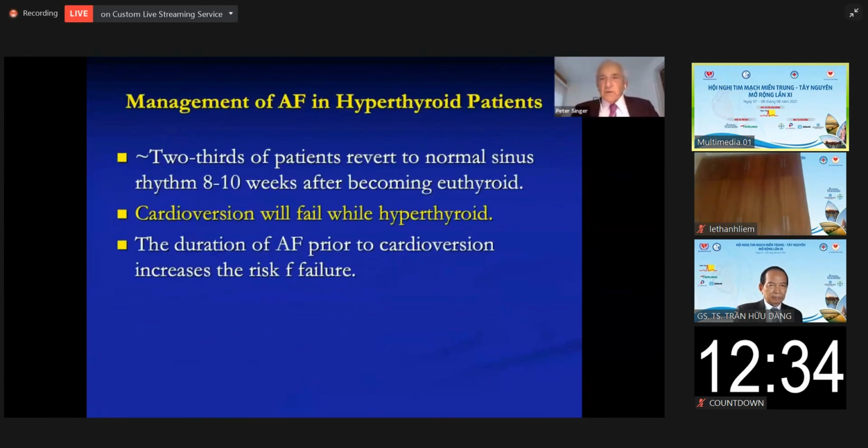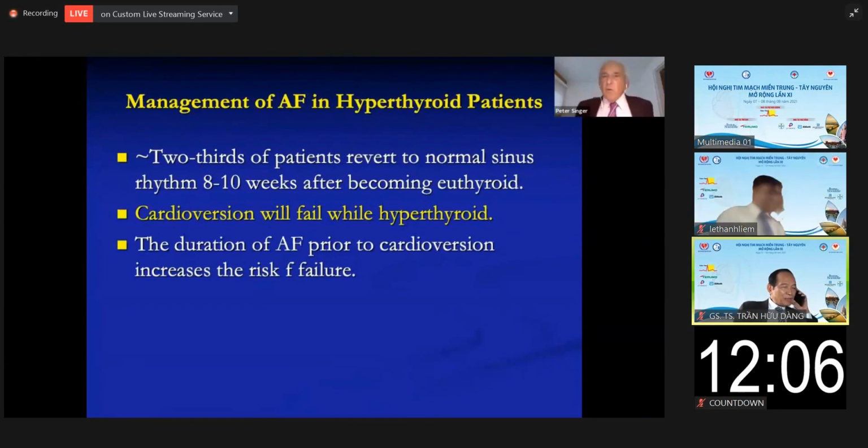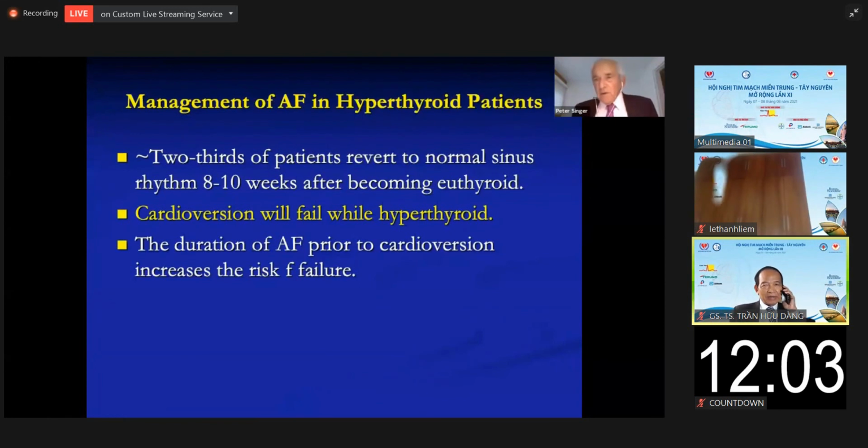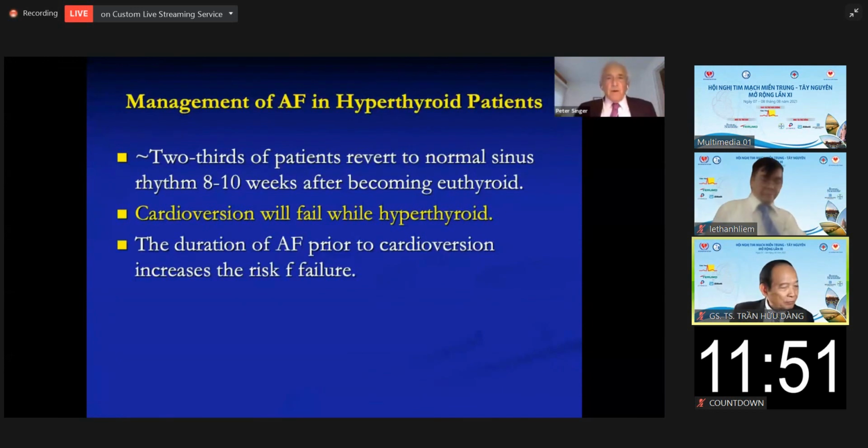Okay, so how do you manage it? It's interesting that you don't cardiovert right away, because 2/3 of patients will revert to normal sinus rhythm within a couple of months after becoming euthyroid. So cardioversion will fail while hyperthyroid. So at our university, we wait, we treat the thyroid, and we usually wait about 3 months of patients being euthyroid before we send them for cardioversion. In the meantime, these patients, as you know, are treated medically.